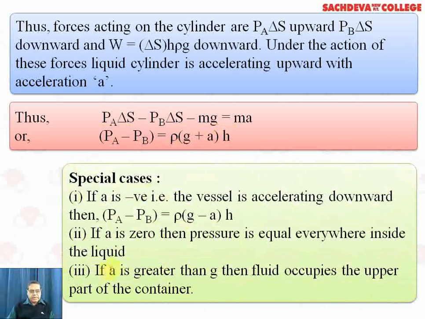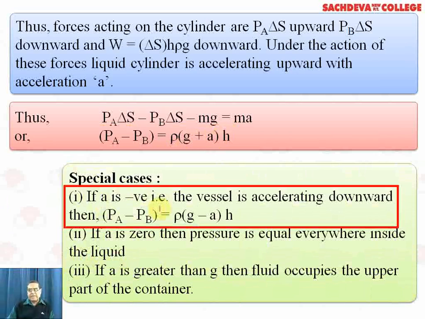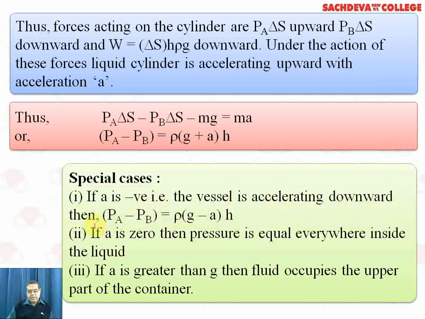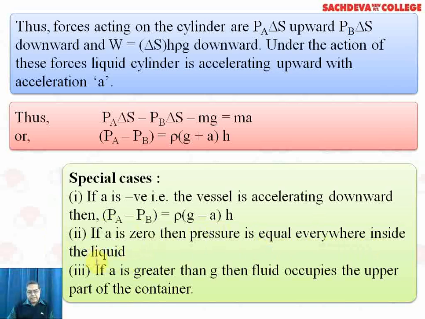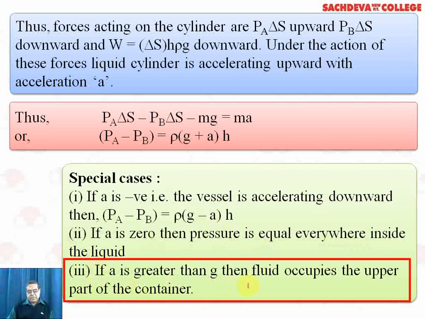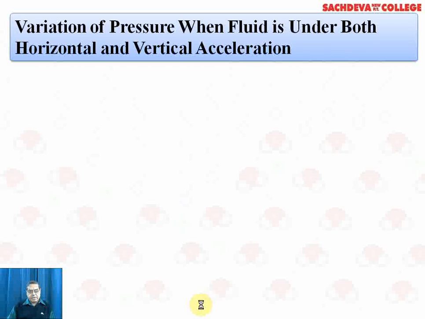Then we simplify the result to PA minus PB equals rho into (g plus a) into h. Now, we consider some special cases. If a is negative, that is, we are referring to retardation, the vessel is accelerating downward, then PA minus PB is rho into (g minus a) into h. Similarly, if a is 0, then pressure is equal everywhere inside the liquid. And third, if a is greater than g, then the fluid occupies the upper part of the container.